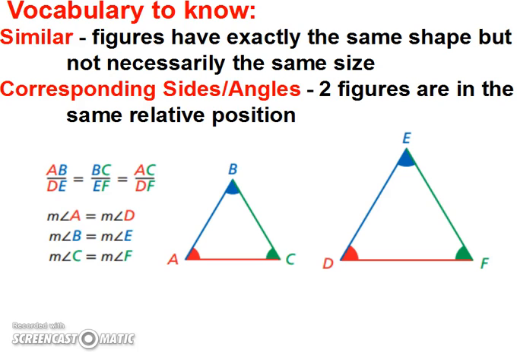So, if we look, we have AB is proportional to DE, BC to EF, AC to DF. And then you have the measure of angle A equals the measure of angle D. The measure of angle B equals the measure of angle E. And the measure of angle C equals the measure of angle F. You will be learning more about these symbols in geometry.